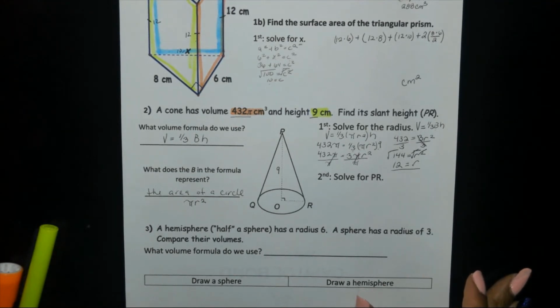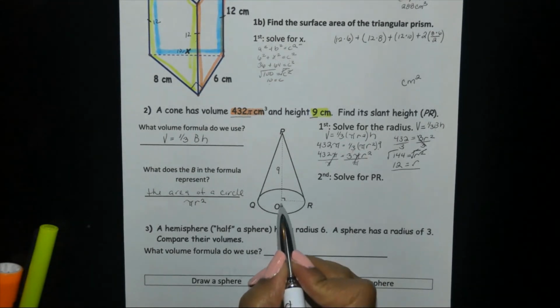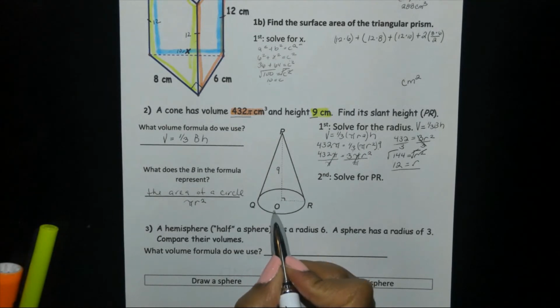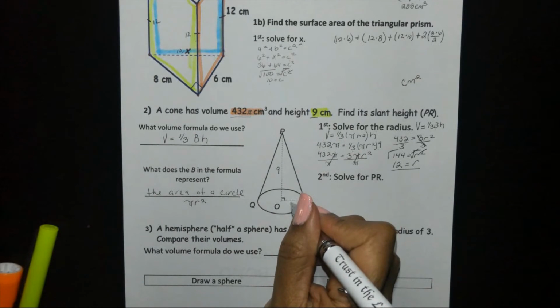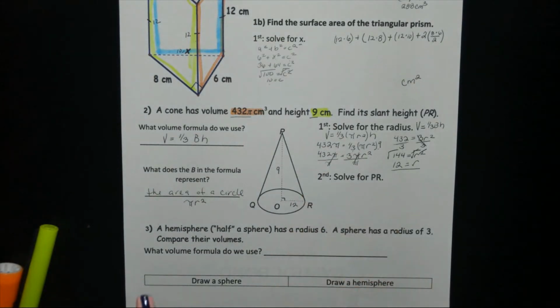Now, because we know that the radius is 12, when we go to our picture, remember this is the center, circle O, and our radius is going to be right here. So this is going to be 12. Now listen, y'all, this picture is not drawn to scale, and as you know, most of them are not. So don't get lost in that. That's not what we're looking at right now, all right?